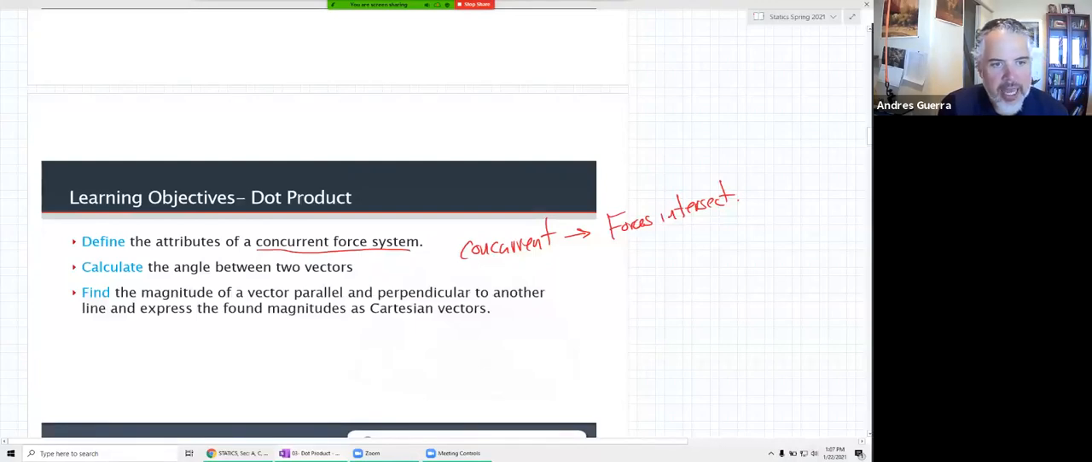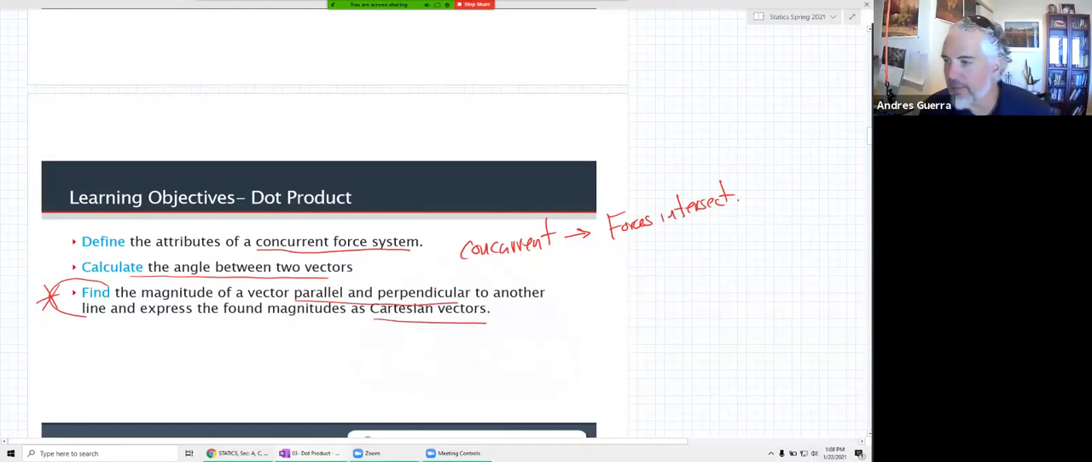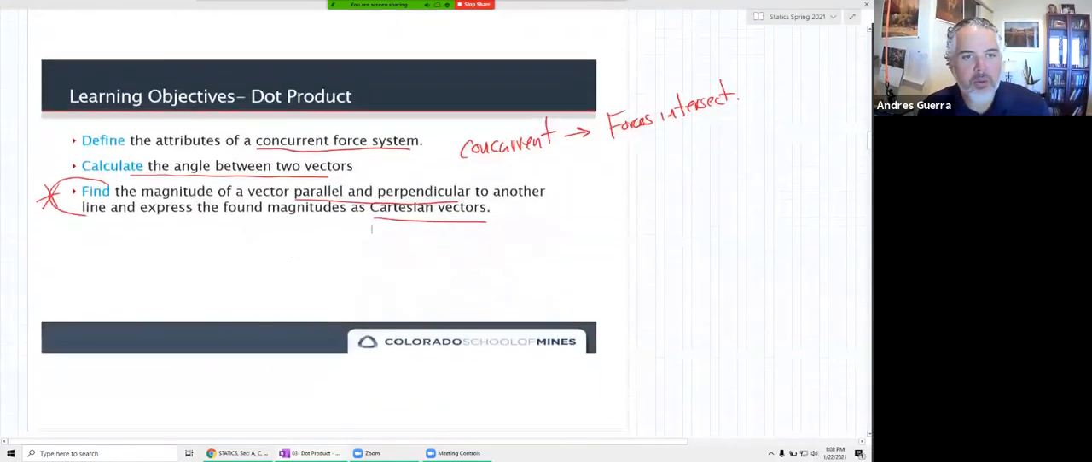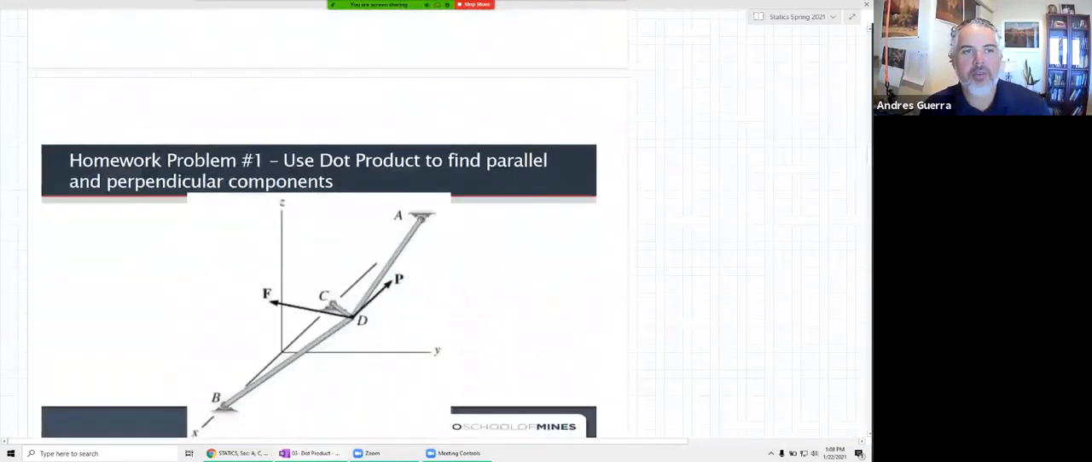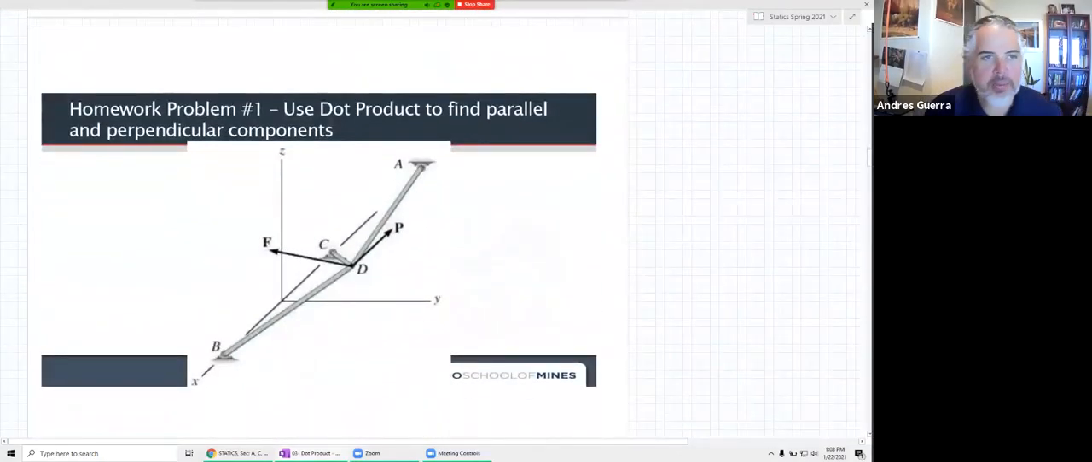We can calculate the angle between two vectors. And then we can also do, and actually this is the one that we're going to be focusing on even more, finding the magnitude of a vector parallel and perpendicular to another line. And then also express those found magnitudes as Cartesian vectors. So we can find it as a scalar, parallel and perpendicular stuff, or we can find it as a vector. So that's what we're doing today. That's what we're responsible for. That is what we need to be able to do.